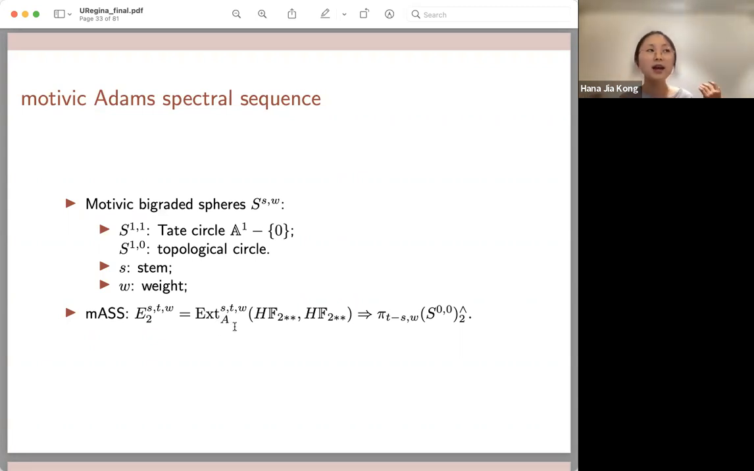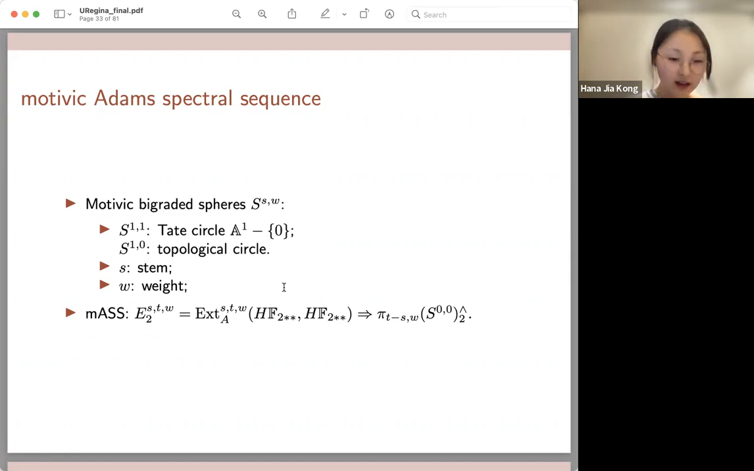And these things are well studied. For example, Martin has this paper with Spitzweck on the motivic dual Steenrod algebra for positive characteristics. And in many cases they are known, and you have closed form formulas for them. So this E2 page is something you can actually compute.